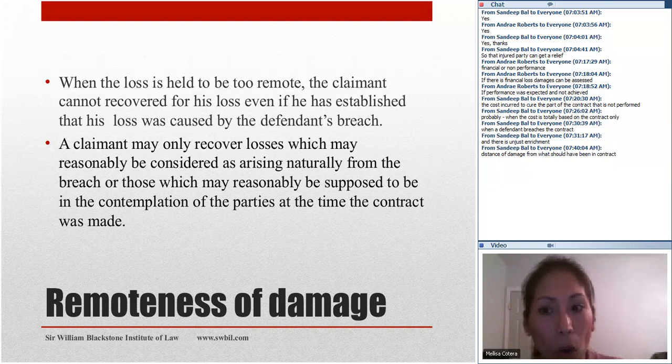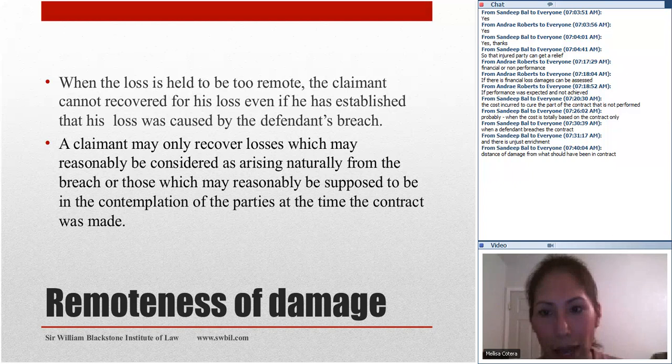So what was the holding? The damages available for breach of contract include those which may fairly and reasonably be considered arising naturally from the breach of contract. It has to be foreseeable. Or such damages as may reasonably be supposed to have been in the contemplation of the parties at the time the contract was made. If any special circumstances exist which were actually communicated to the defendant, the claimant may recover any damage which would ordinarily follow from a breach of contract under special circumstances communicated.